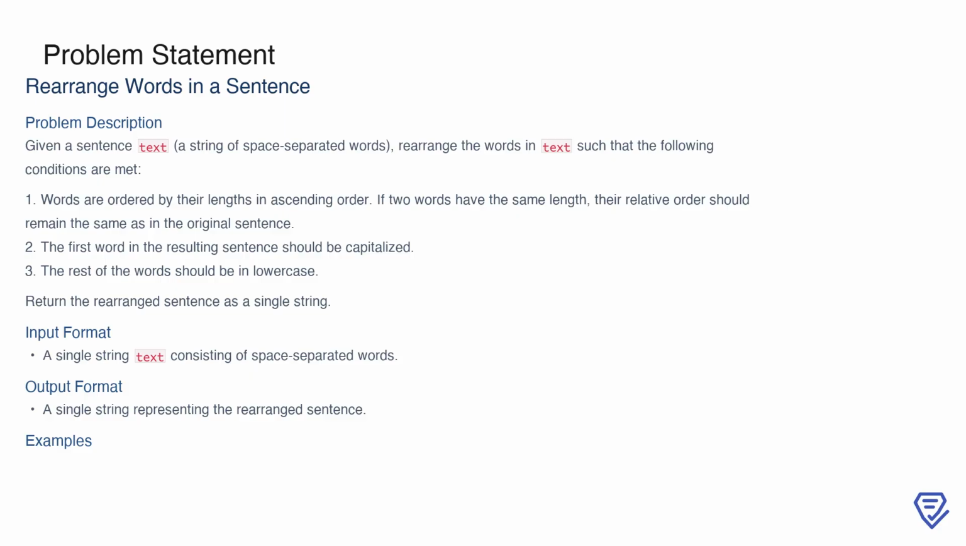The input format for this problem is a single string, which represents the original sentence, and the output is also a single string, representing the transformed sentence. Let's look at some examples to better understand these requirements.